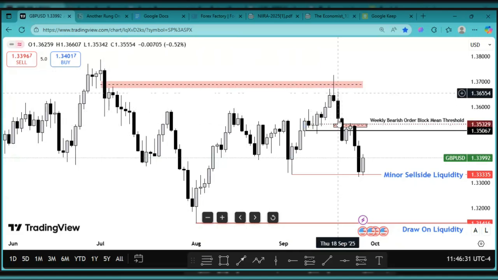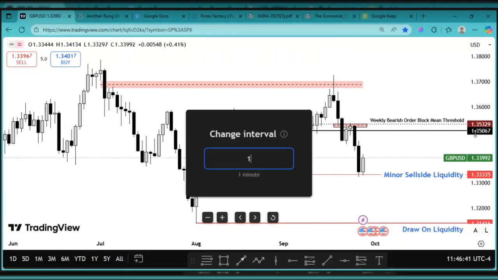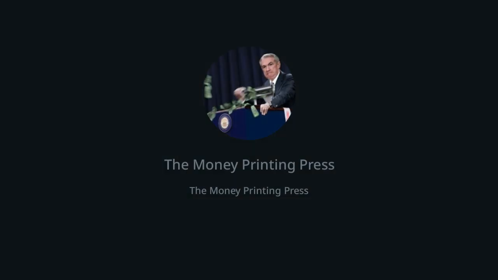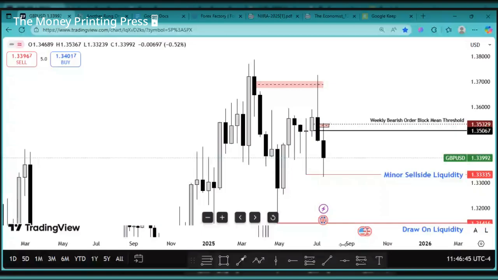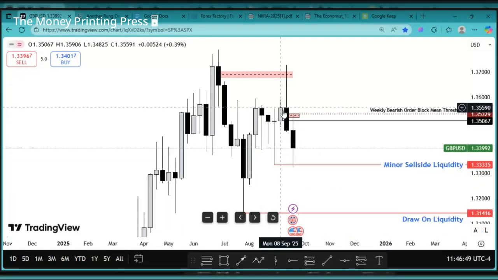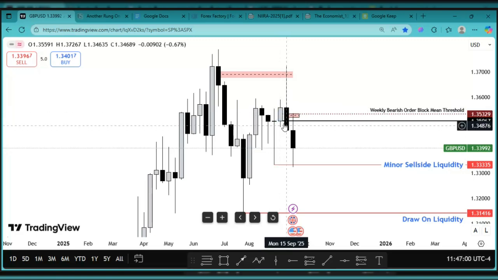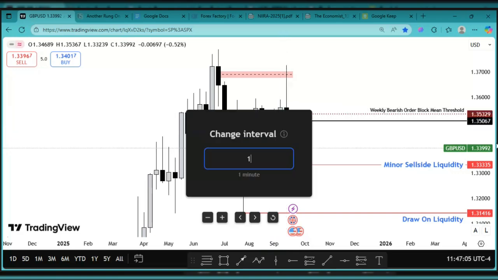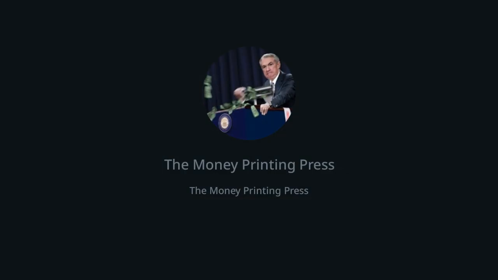This displacement caused a fair value gap, leaving behind a fair value gap. Now, if you go to the weekly chart, you find that when price closed, it closed rather low, below the opening of this particular candle. So once it closed low, it qualified this as a bearish order block. That's how I was looking for lower prices.